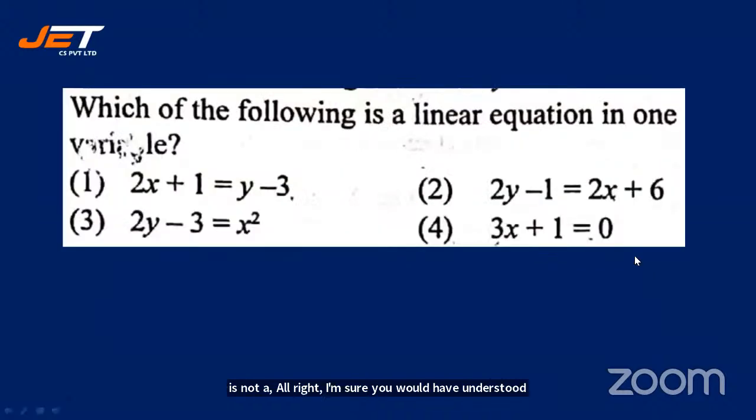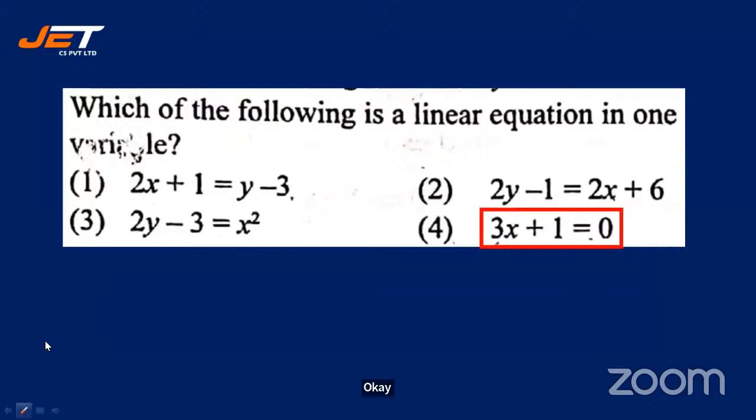Which of the following is a linear equation in one variable? So what do you mean by one variable? If you have x, then you should have some constant. If you have y, you should have some constant. The constant can be any number. So this is the only one which has x and one constant.